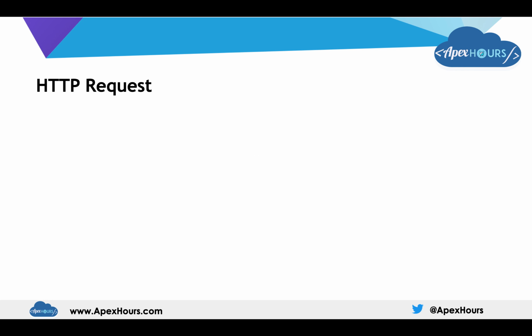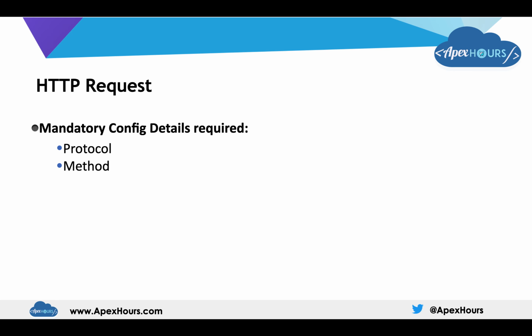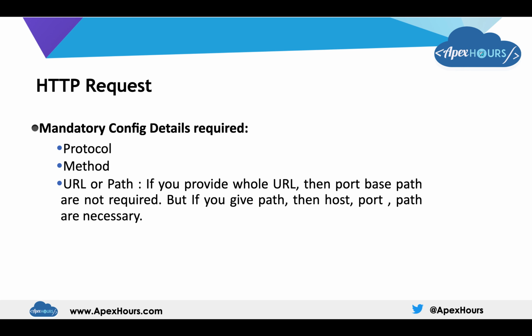And a few more pieces of information. There are some mandatory configuration details. Whenever you are connecting to any external system, it can be a database, a web service, or Salesforce, there are some mandatory configuration details required. Those are protocol, method, and URL or path. If you provide the whole URL, then host, port, and base path are not required. But if you give the path, then host, port, and path are necessary.